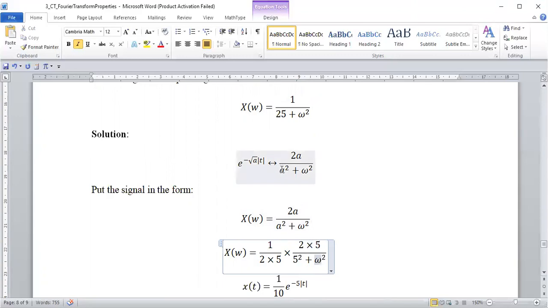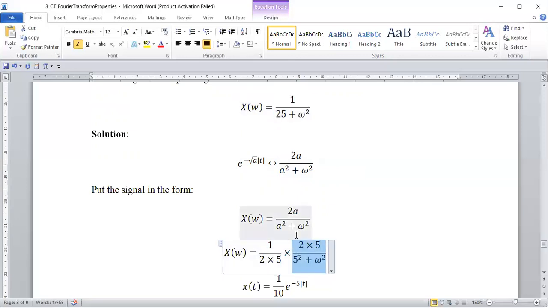So we know that our a is 5, and we have the omega squared. Then we put a 2 here. Then our a has to be 5. So what you have here is simply, we are putting it in this form. But this is the original question.